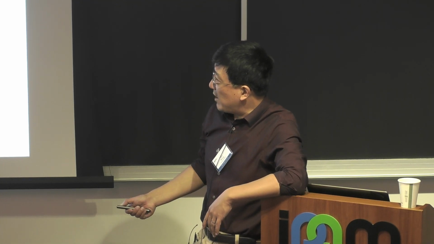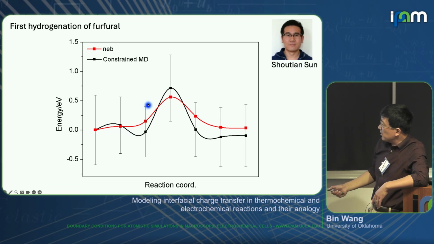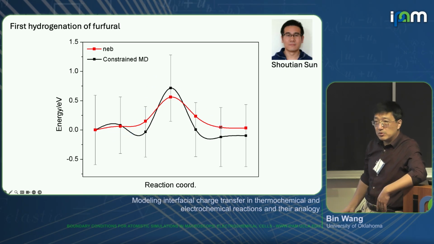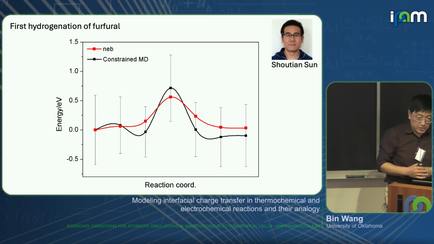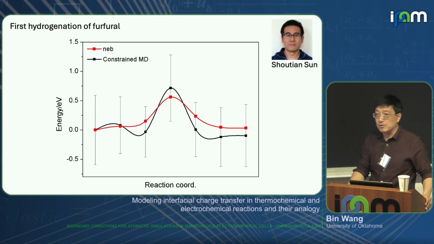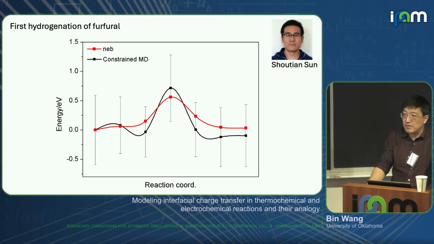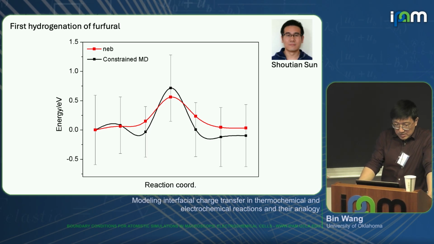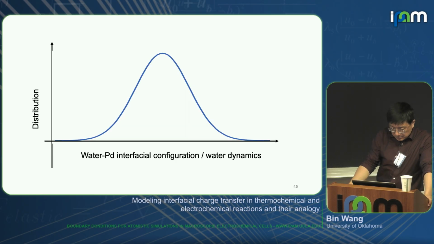So right now, we have a lot of snapshots, energy and force. We try to fit all of them into a machine learning model, and then we try to get the free energy for the hydrogenation reactions. Hopefully next time when I'm here, I can talk more about that. I can skip this one.